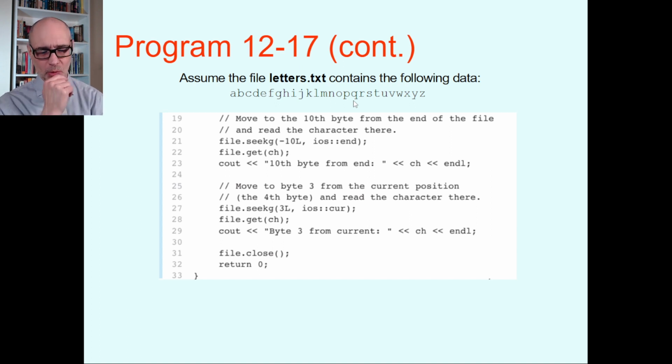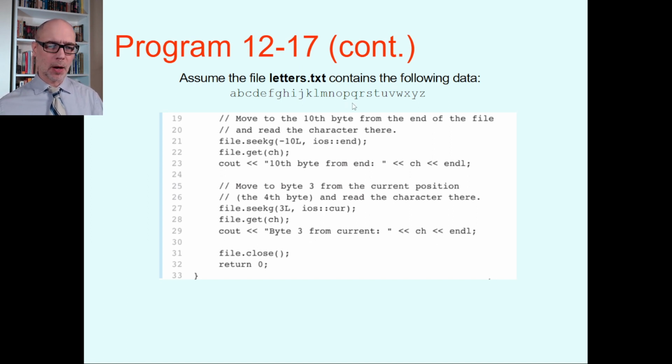And then at that point, what it says we're going to do is move to byte 3 from the current position and read the character there. So you can see on line 27, we're doing file.seekg, and we're going to move 3 bytes, counting from the current location. And then once you make that move, you'll pick that up with the get function and print it out.